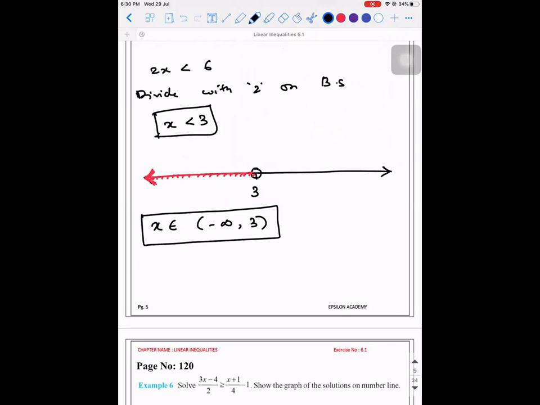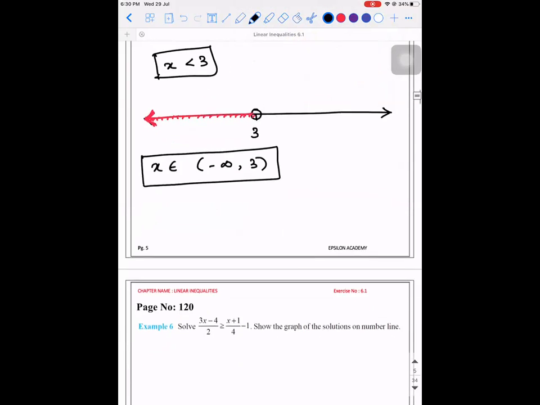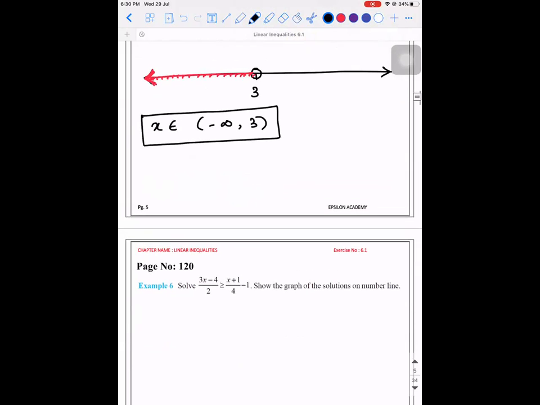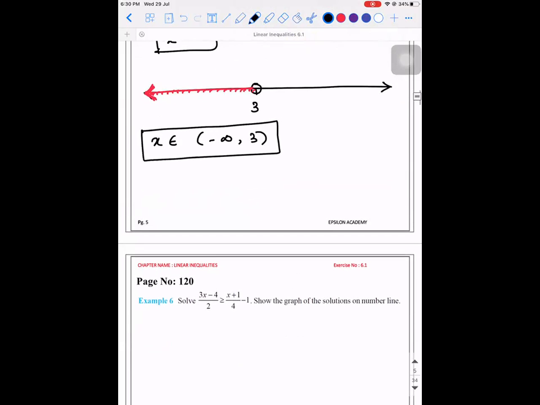So shall I move on to the next one? Can you guys solve this and tell me what is the answer?